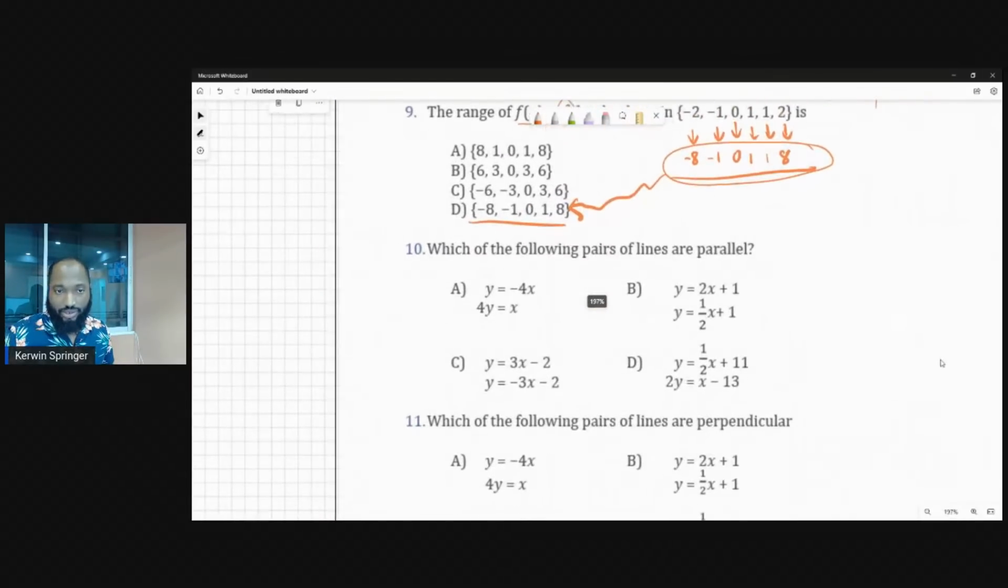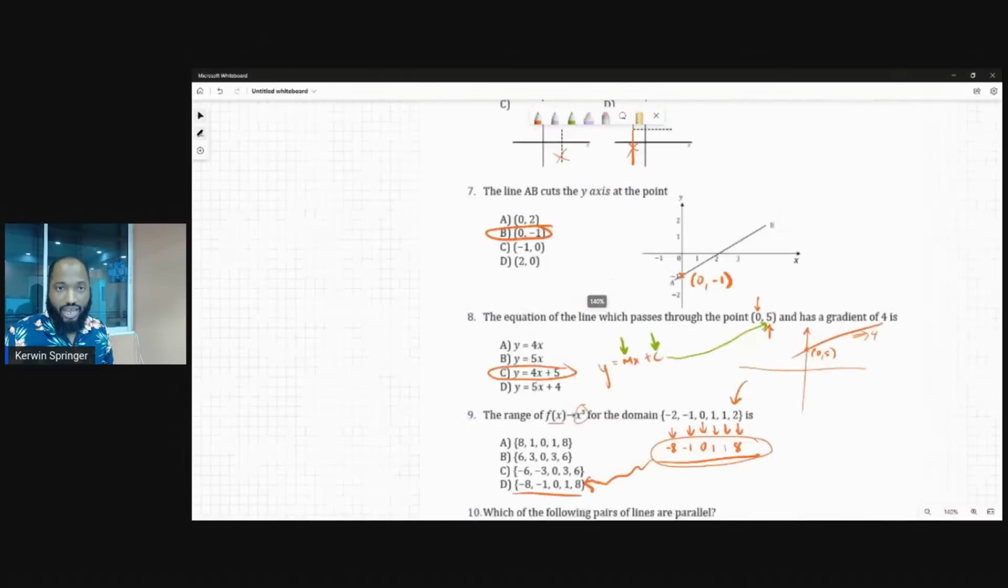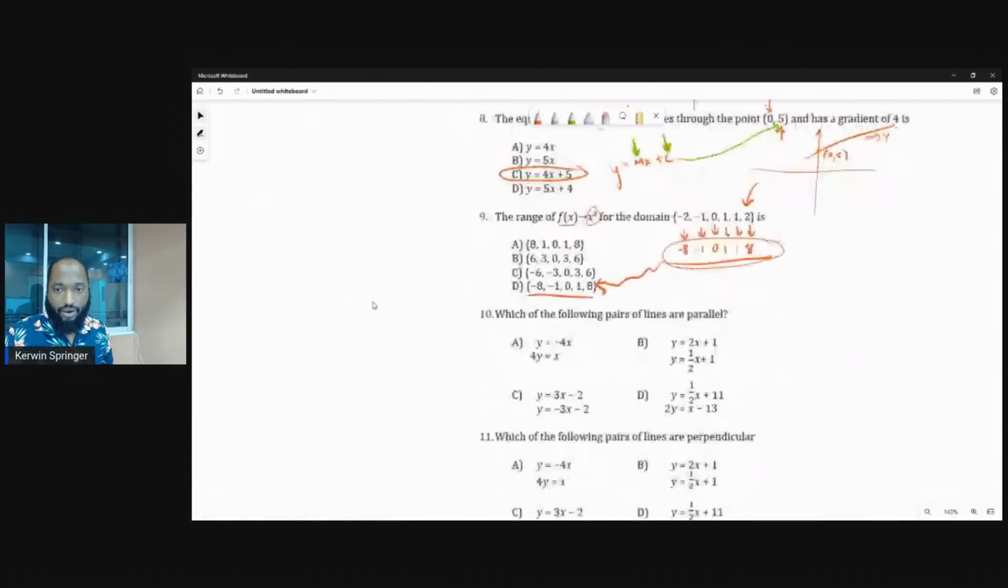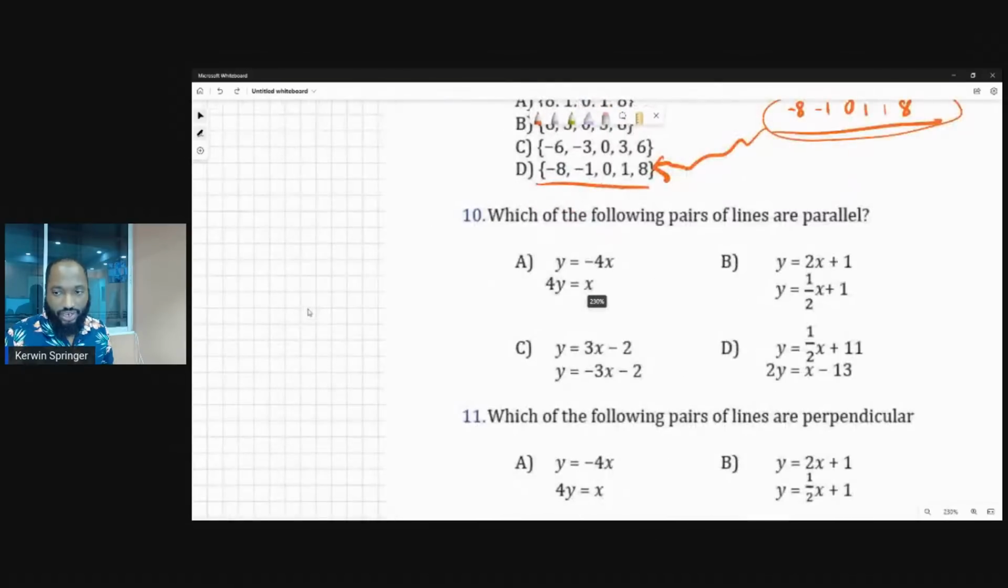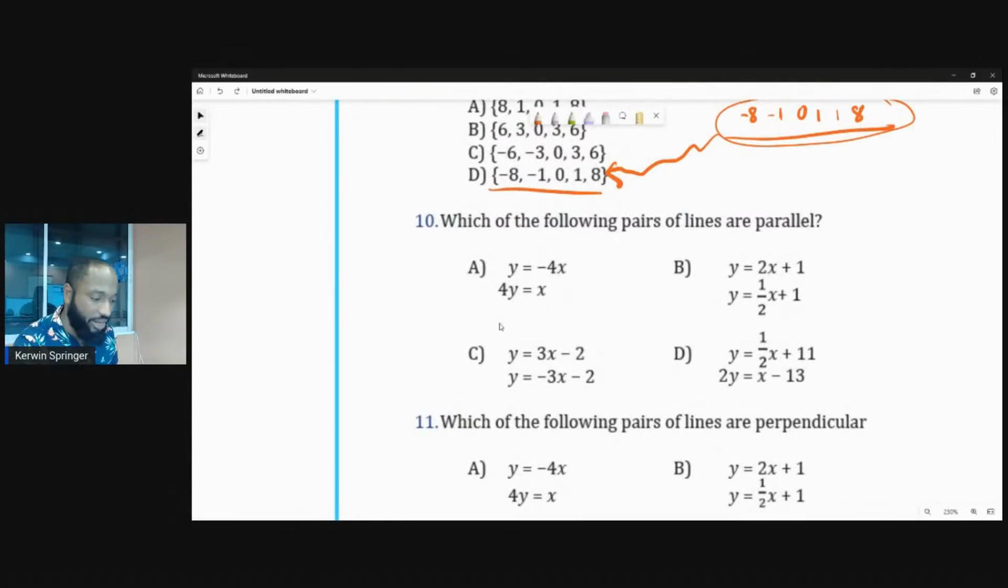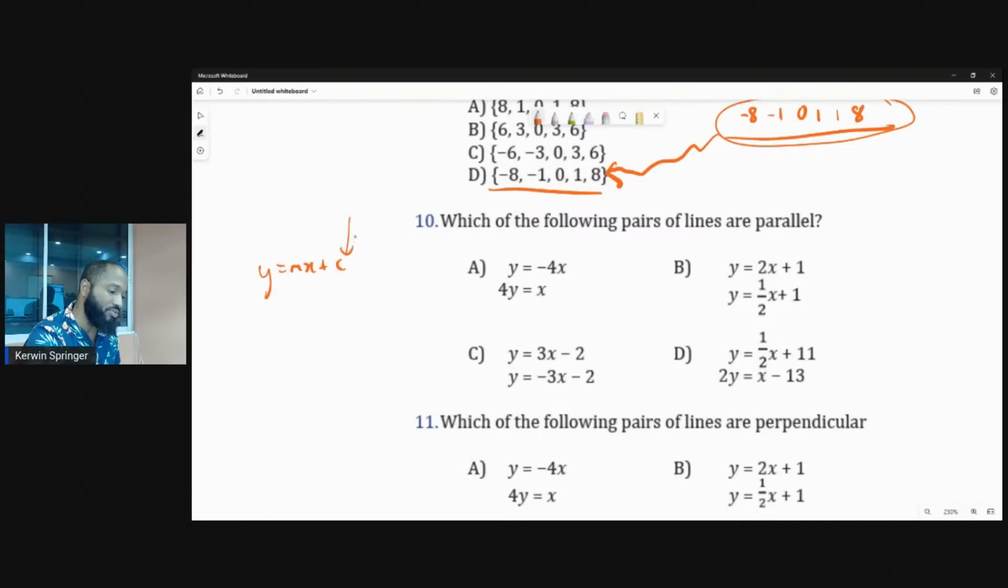Which of the following pairs of lines are parallel? Number 10, what are you feeling? Which of the following pairs of lines are parallel? Let's see if I can just eyeball it here. It's looking like B. Because you need to get to the form y is equal to mx plus c. Sometimes c might be 0. So this has a 4 here, so I'll have to divide by 4, so I'll end up with a quarter. I'll end up with divided by 4 on this side as well, so I'll end up with a quarter here. So the gradient here will be -4, and this one will be a quarter. So that's not parallel. Parallel lines have equal gradient.